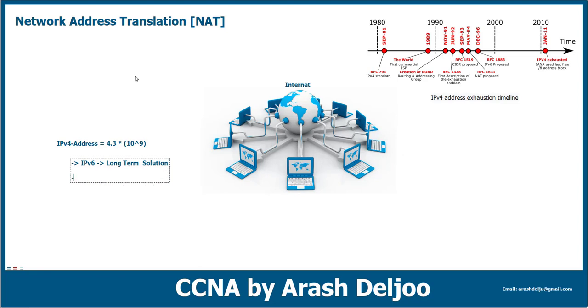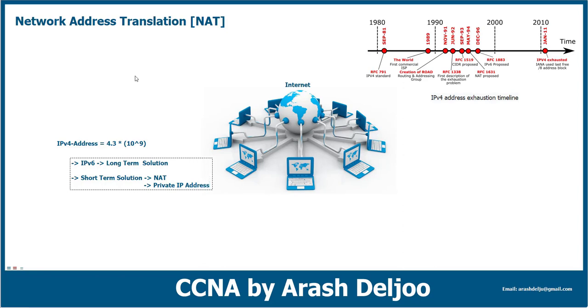But now I am going to talk about the short-term solution. Okay, in this video we will talk about the short-term solution for the shortage of IPv4 addresses. Okay, what is the short-term solution? A short-term solution is a solution that can help us save time for implementing the long-term solutions. For example, one of the short-term solutions is NAT. Another short-term solution is private IP addressing.